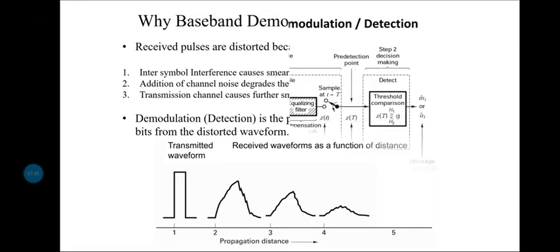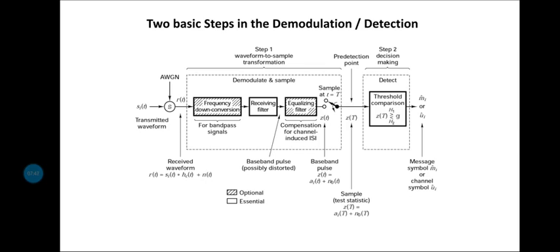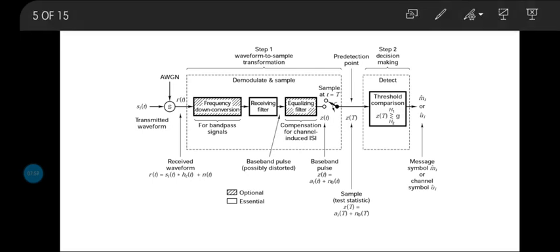Then in order to fix this, we need to follow two basic steps in the demodulation or detection. One is waveform to sample transformation and the other step is the decision making step. The first step is waveform to sample transformation and the second is the decision making step.